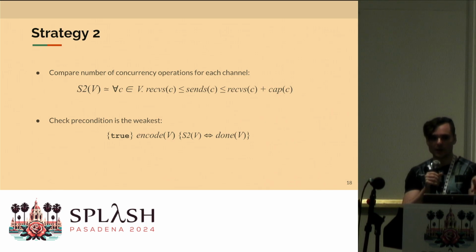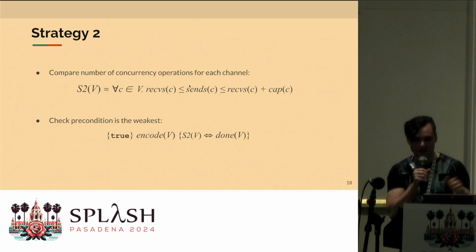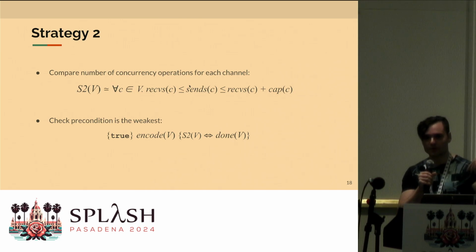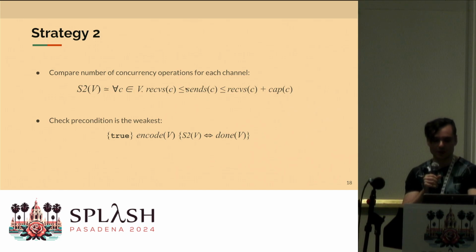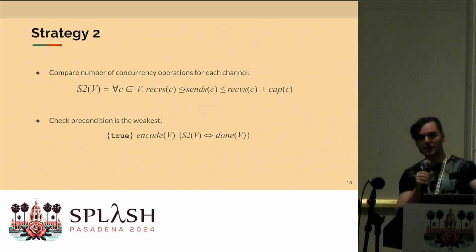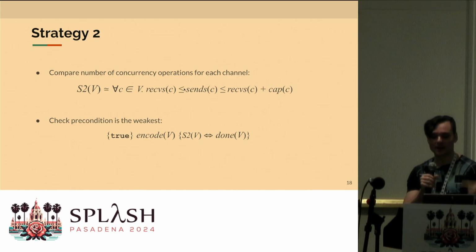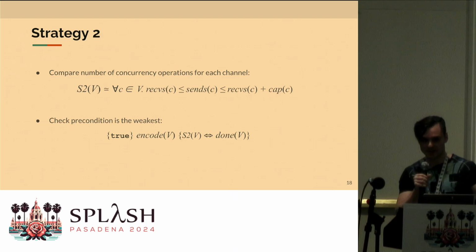So we use this as the basis of our second strategy, and this strategy effectively consists of taking every channel in the Virgo program and then counting how many concurrency operations of each type there are, sends and receives, and then organizing them in this inequality here. And intuitively, think about it like this. If you have some number of receive operations over a channel in the original program, then for the receive operations to not lead to a deadlock, there have to be at least as many sends.